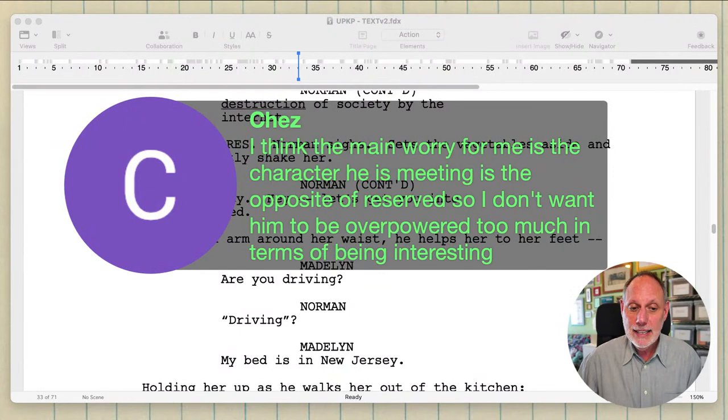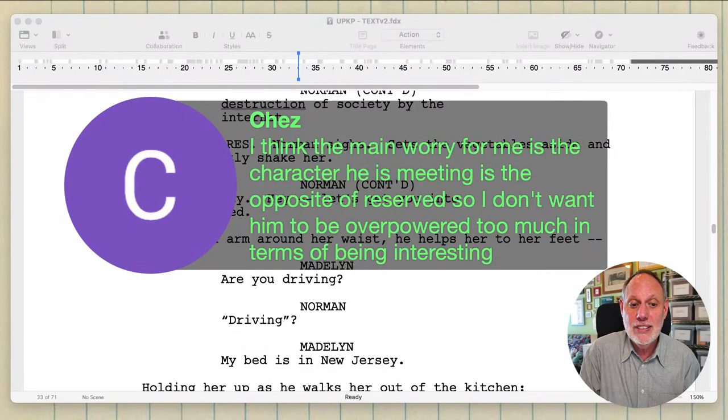No, that's not going to be a problem. That's the story. The story is that one of them is reserved and one of them is, quote, overpowering or big. And how does that play out? What do they learn from each other? What strengths and weaknesses does that reveal about them?